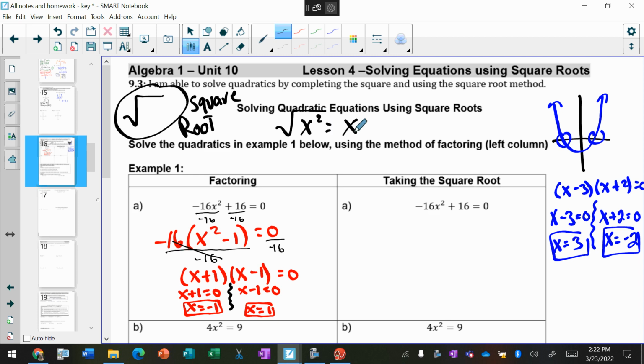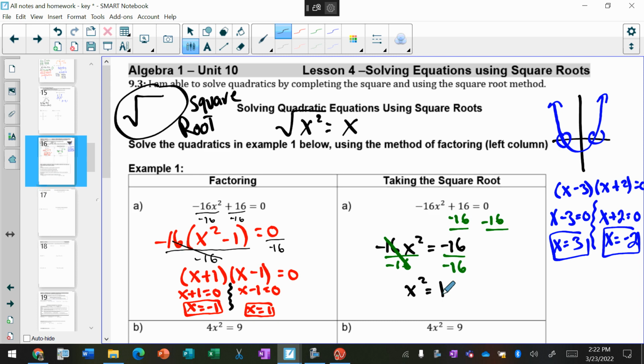In order to do this, we are going to get all the numbers on one side and whatever is squared on the opposite side of the equal sign. So we can first subtract 16 from both sides, leaving us with -16 x squared equals -16. We want the term that's squared to be isolated all by itself. So we are going to then divide by -16 on both sides, leaving us with x squared on the left. -16 divided by -16 is +1.